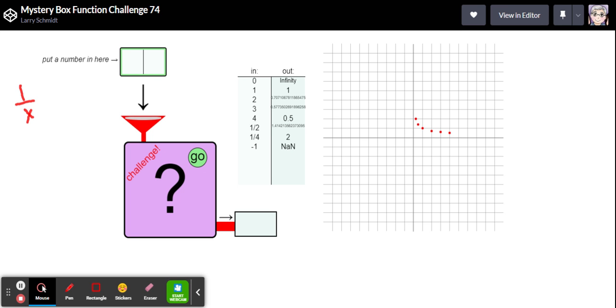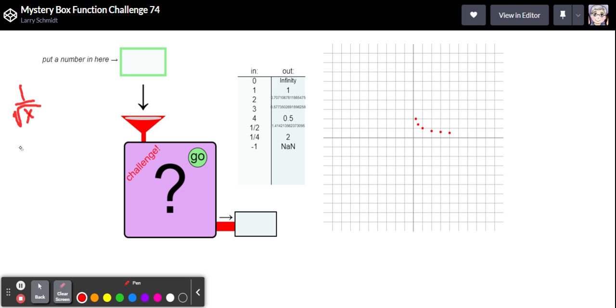Okay, so let me explain what I think is going on. When I saw this 1.4142, etc., that stood out to me because we've seen this a number of times before. That's the square root of 2. I put in 1/2, so somehow it flipped it upside down before taking the square root. And actually what I'm thinking of is maybe this is 1 over the square root of x. That's what I'm thinking.